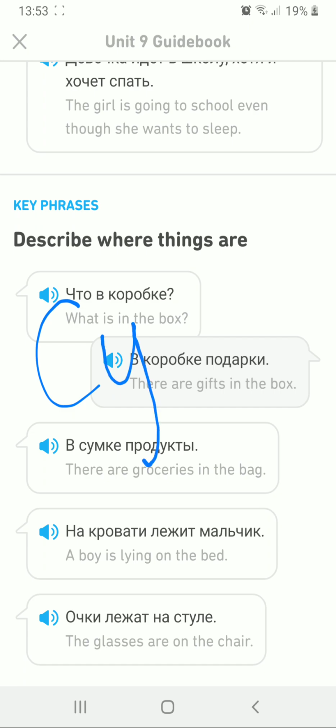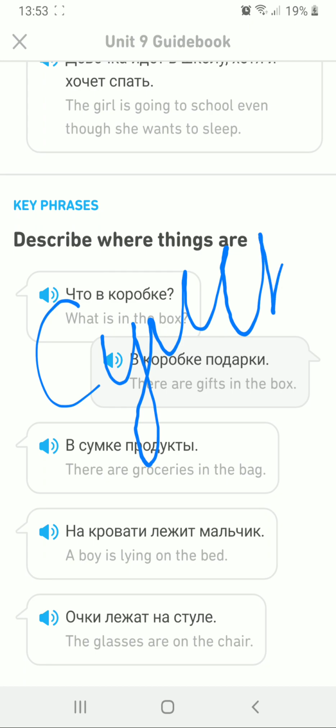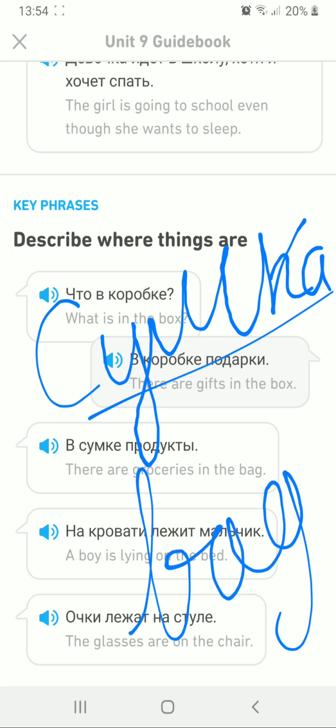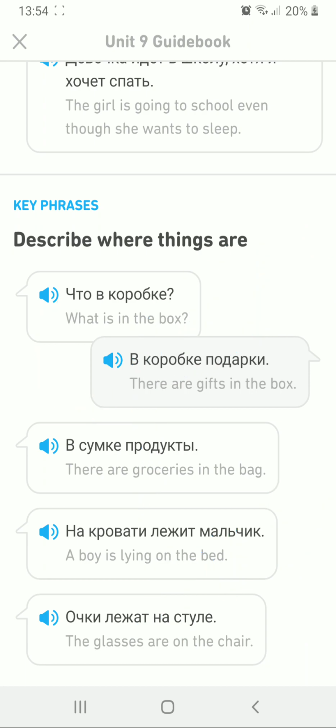Sumka is... let me try to do it nicely. Sumka is just a bag. But here we say in the bag. So в сумке, в сумке продукты. В сумке продукты.